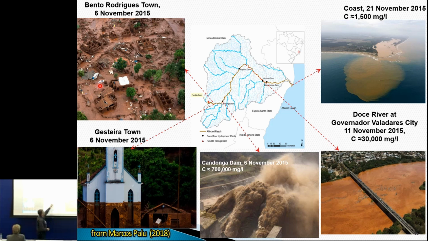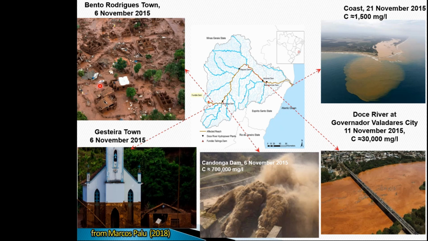Now we're looking at 5 days later, when the flood got to the Doce River all the way to Governador Valadares city here. And you can see all the metal oxides in the tailings that are passing by, concentration a lot less, 30,000 milligram per liter. And then 10 days later, it reached the outlet at sea, right? The Atlantic Ocean right there. So on the 21st November, concentration about 1,500 milligram per liter.